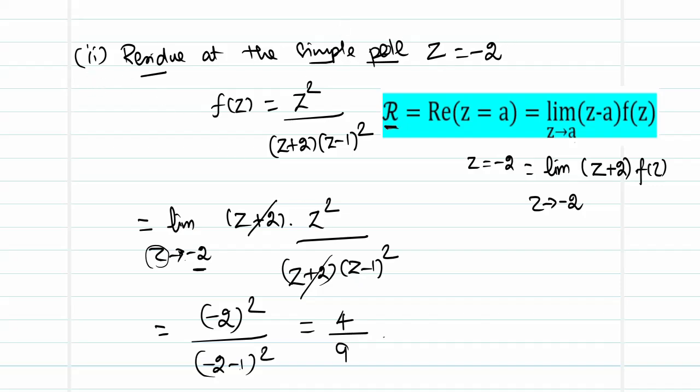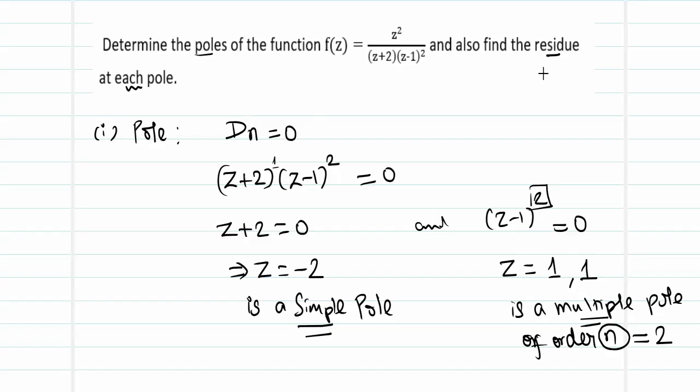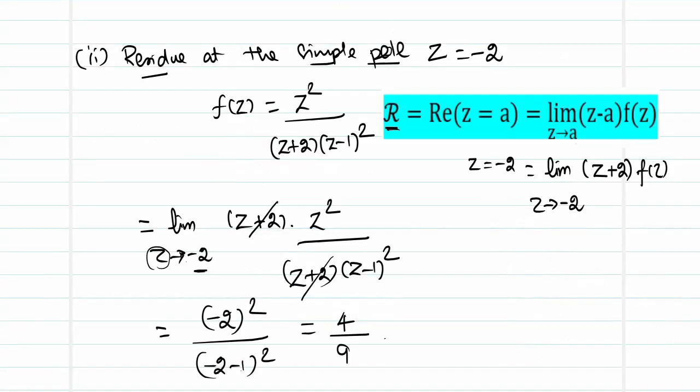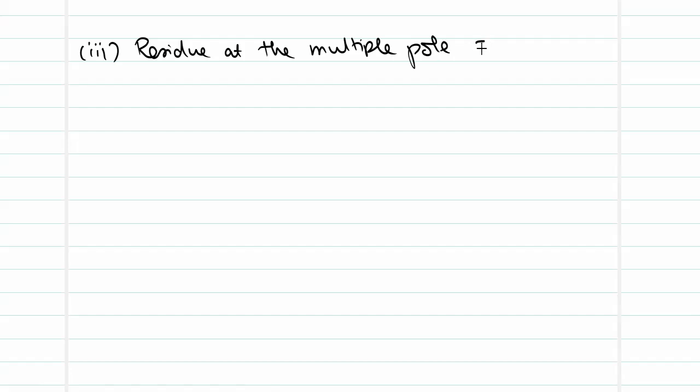What is the next task for me? I need to also find the residue at the second pole. What is the second pole? It is the point z equal to 1, but it is a multiple pole. So the next target is, we will add a slide to find the residue at the multiple pole z equal to 1, which is of order 2.